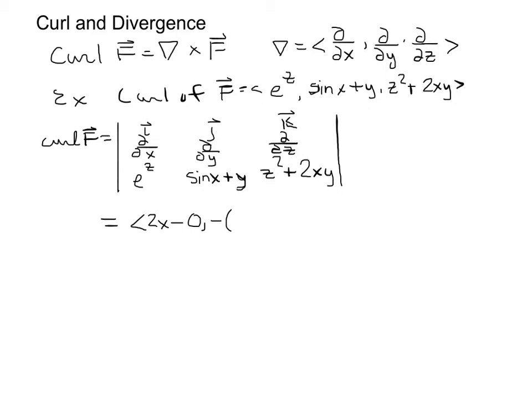The j component of a cross product is negative. We're going to ignore the j column, and take the partial with respect to x of this function, which would be 2y, minus the partial with respect to z of this function. There's a z in there. It is e to the z. For the k component, we're going to take the partial with respect to x of sine of x plus y. So that has a sine of x in there, so cosine of x is the derivative there.